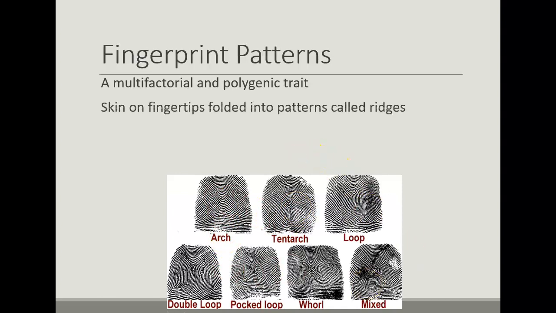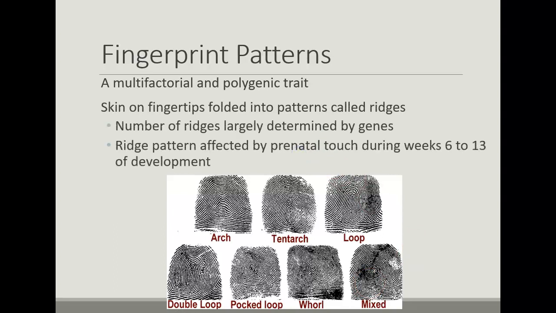So we have different ways to describe the patterns that we see here. These are ridges, right? So these are the folds on your fingertips, and the number of ridges is determined by your genetics. So the number of those ridges, if we were to count them from top to bottom, that's a genetic trait. But the pattern itself is actually affected by prenatal touch. So during weeks 6 to 13 of development, when the developing fetus is touching the womb, that's where the pattern comes from.